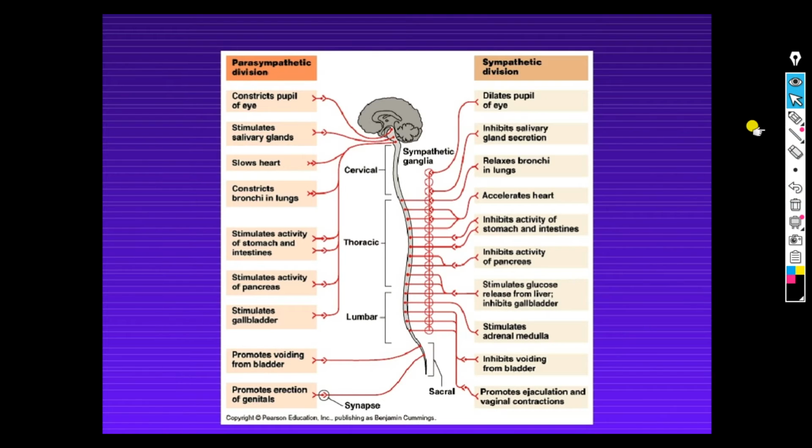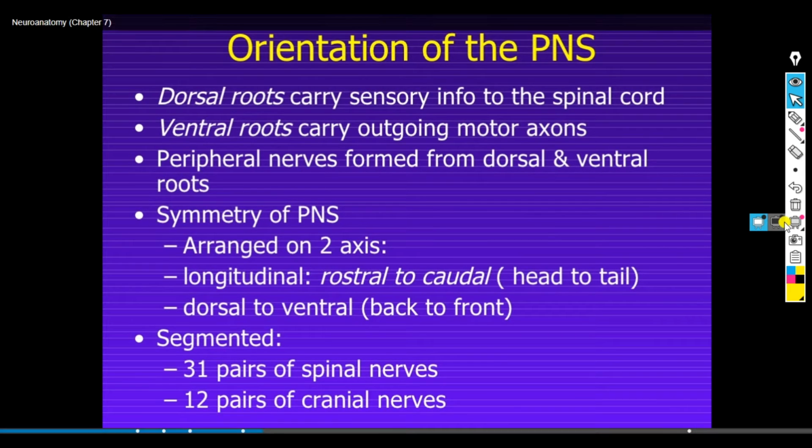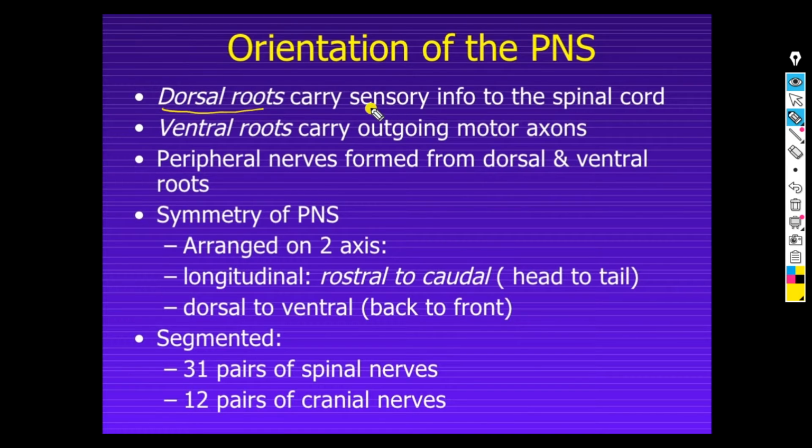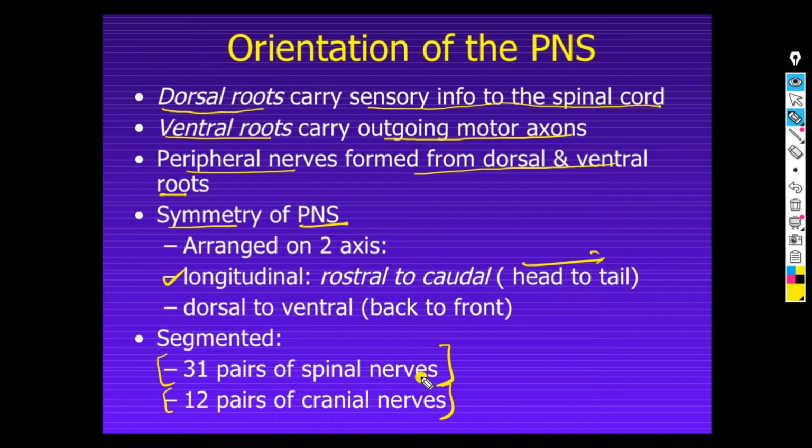Orientation of the peripheral nervous system. Dorsal roots carry sensory information to the spinal cord. Ventral roots carry outgoing motor axons. Peripheral nerves are formed from dorsal and ventral roots. The symmetry of peripheral nerves is arranged in two axes. The longitudinal axis, that is rostral to caudal, head to tail, and dorsal to ventral, back to front. Segmented: 31 pairs of spinal nerves and 12 pairs of cranial nerves.